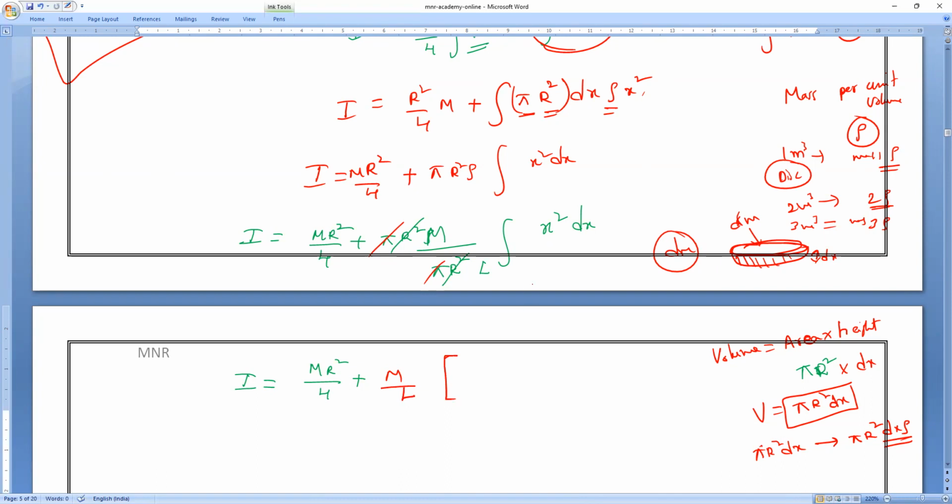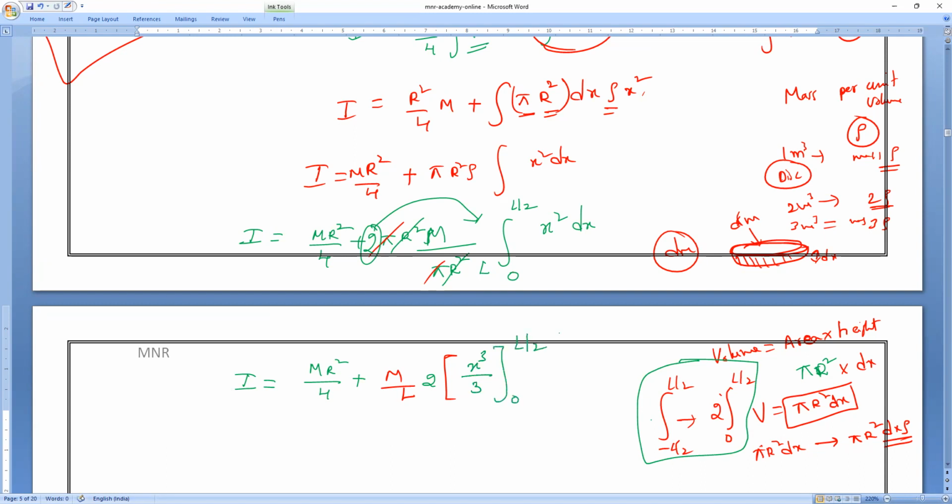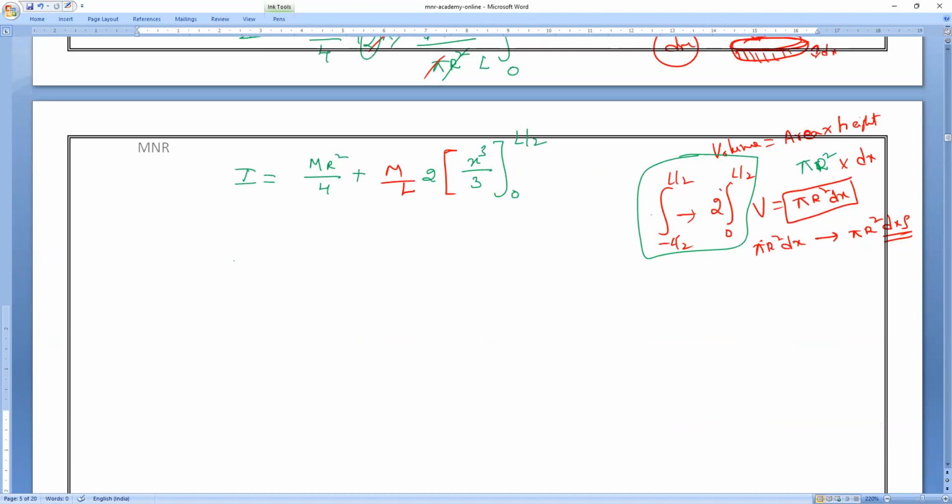Now you can see the limits. The actual limits are minus L by 2 to L by 2. That is why I am taking 2 times of 0 to L by 2. Both are the same. Clear, all of you? So I'll put a 2 here, which indicates the limits. Please remember that, I am making it double. 2 times x square. What is the integration? X cube by 3, from 0 to L by 2. So that's all it is. What is the I value?